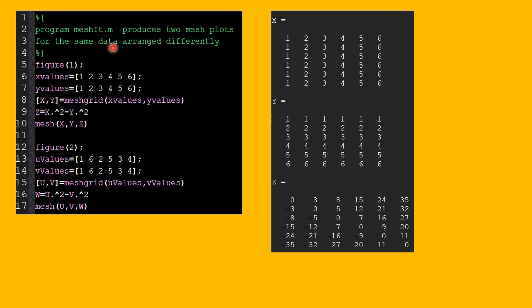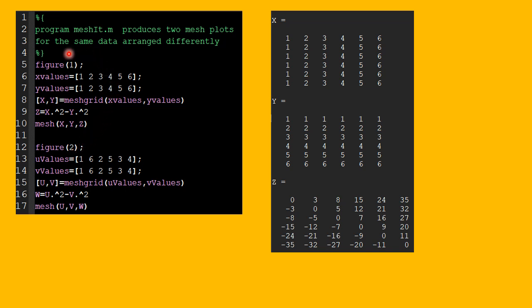Here is a program to plot z equals x squared minus y squared. And over the next few slides, we're going to look at what this program does. So first, let's see what's happening here at the beginning. What's in green here is a comment. This is a program called meshIt, which produces two mesh plots for the same data, each arranged in a different order. I'm going to create two figures, figure 1 and figure 2.